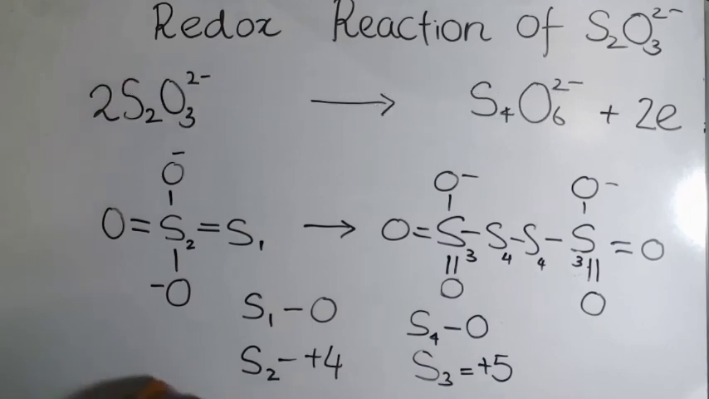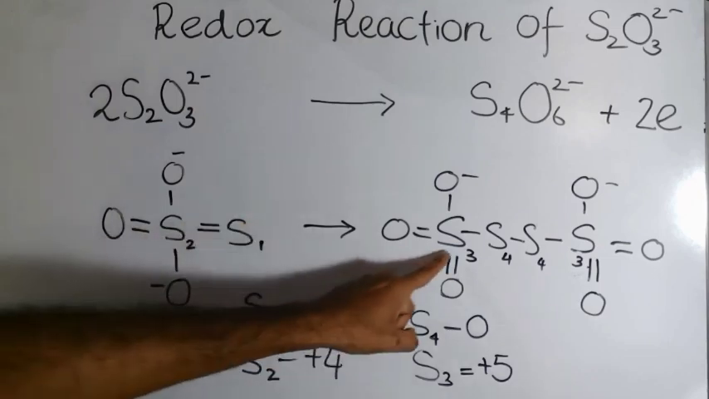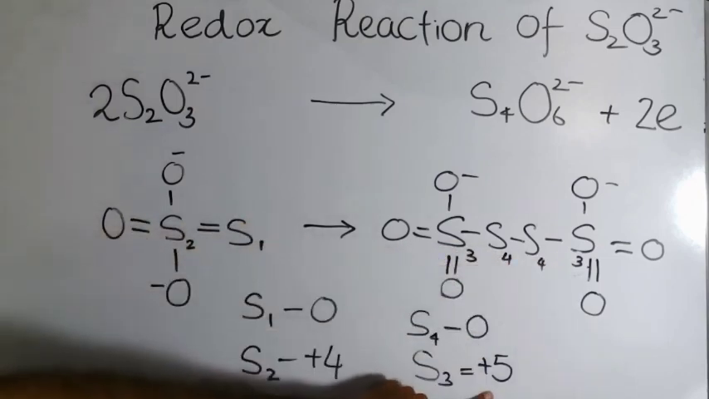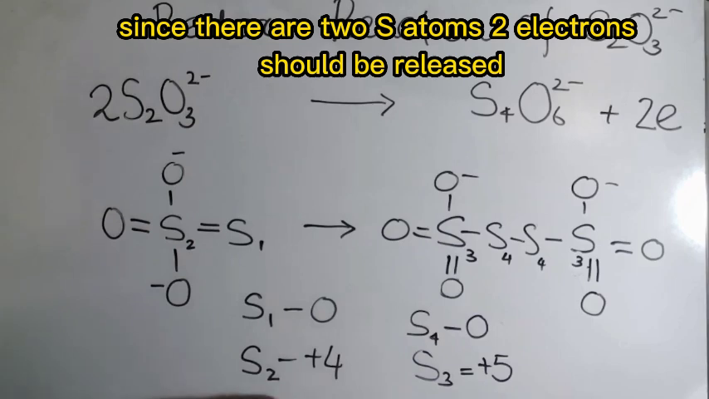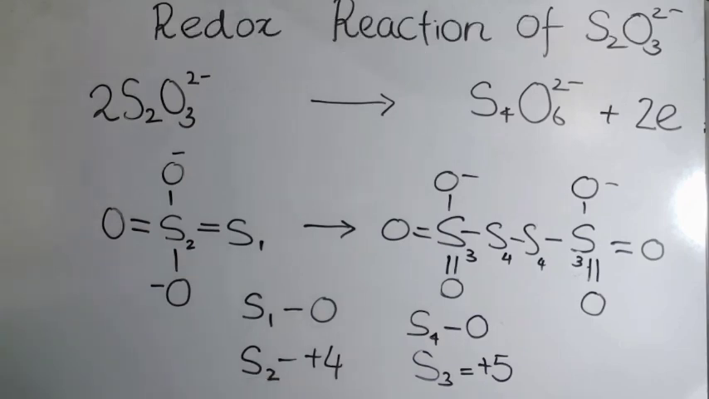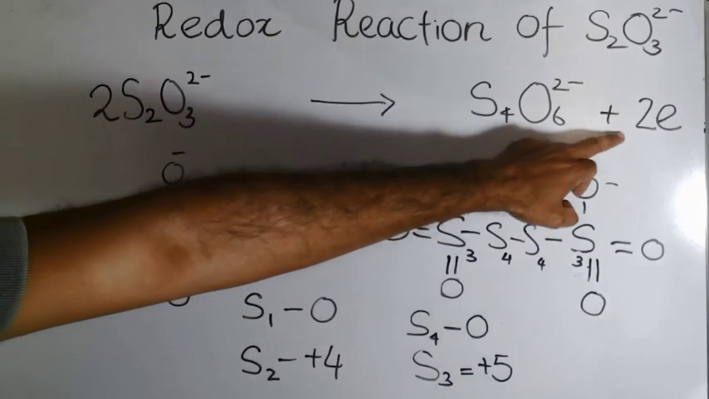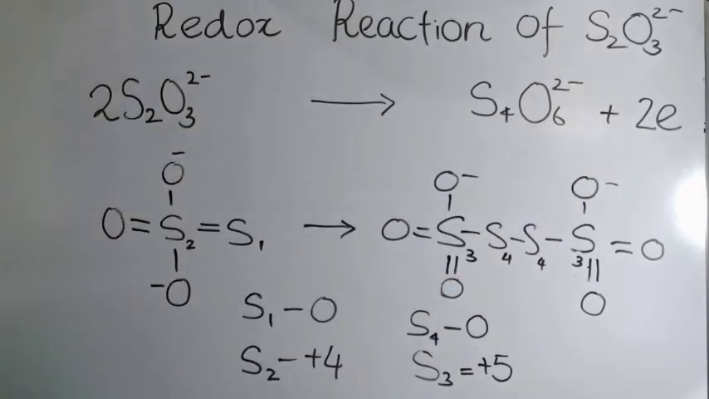But there are two such atoms. Even though there's one here, when we come to here, there are two sulfur atoms with +5 oxidation number. So we have to release 2 electrons. Those 2 electrons you can see there in the redox reaction.